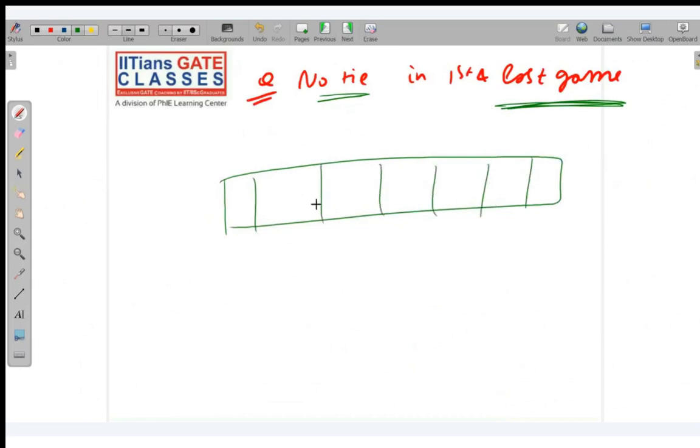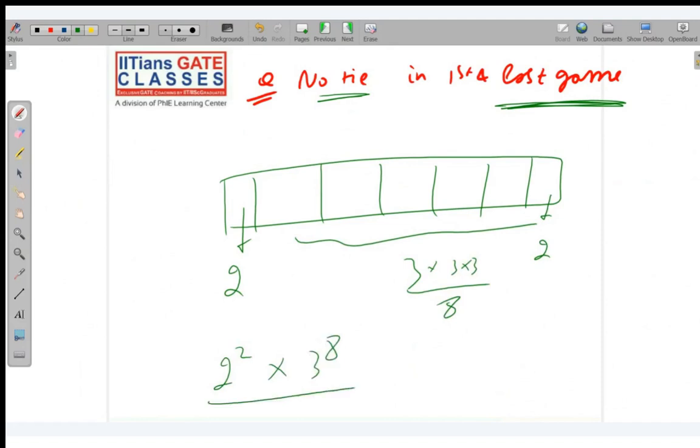So in the first game, no tie. So what do you mean by this? So only either A wins or B wins. So 2 possibilities here. In the last game again 2 possibilities. But rest everywhere 3 possibilities. So how many times will 3 come? 8 times. Okay. So 2 power 2 into 3 power 8. This is my answer. If anybody is feeling any difficulty, please let me know. Otherwise, I will jump to the next slide.